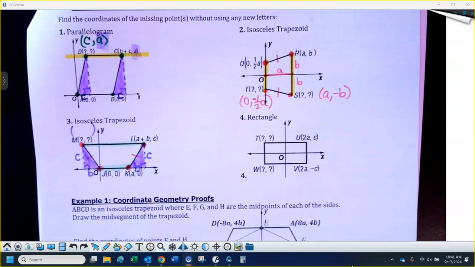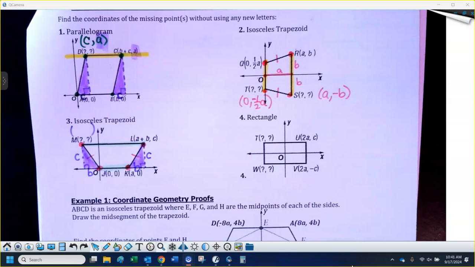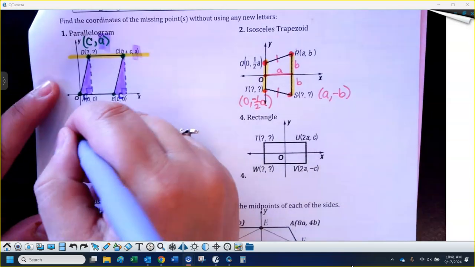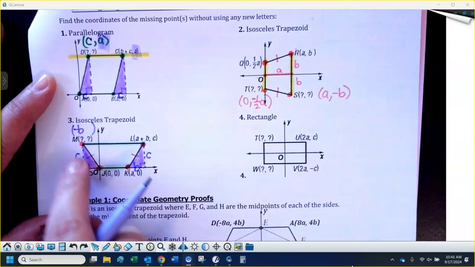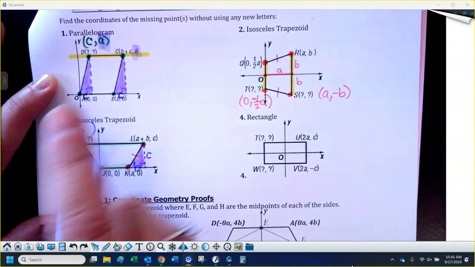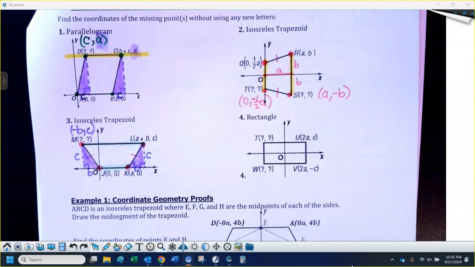What would your X be? What would your Y be? Go ahead. Perfect. Negative B. The distance is always positive, but I'm going to the left, so we just put a little negative in front of it, and then you go up C. Whatever you go up or down, that's your Y coordinate. Whatever you go left or right, that's your X coordinate. Very tricky. Is anybody having a question?